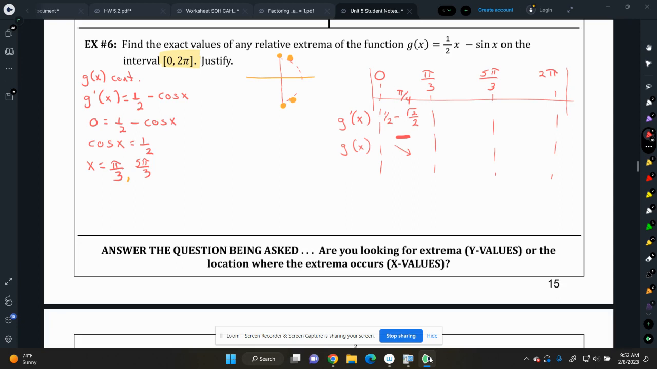Okay, a number between pi over 3 and 5 pi over 3. Well, pi falls in that range, so let's use pi. Actually, you know what? Let's use pi over 2. That'll actually be easier. It doesn't really matter. What's the cosine of pi over 2? Zero. So we get a positive number. So my g of x is going up.